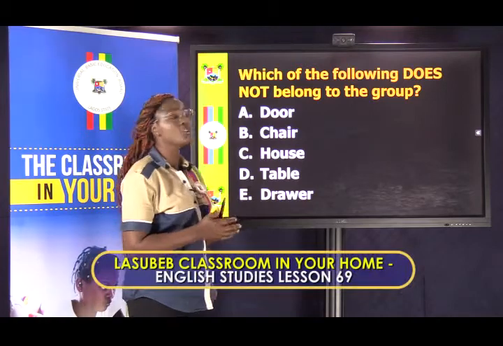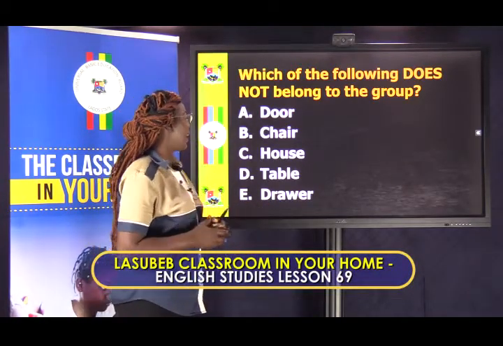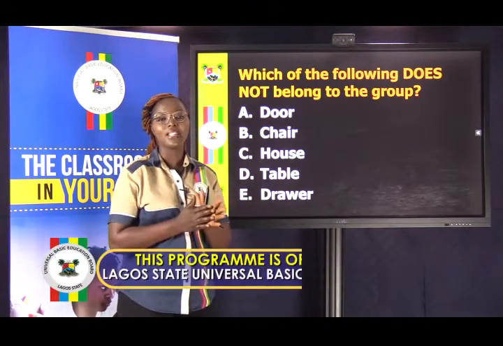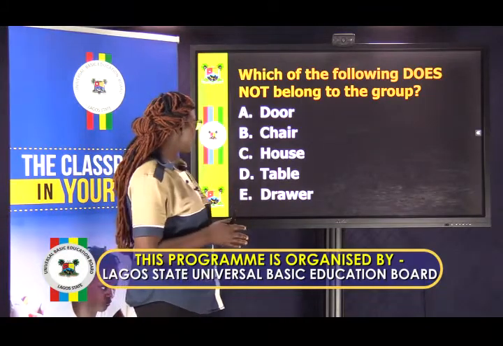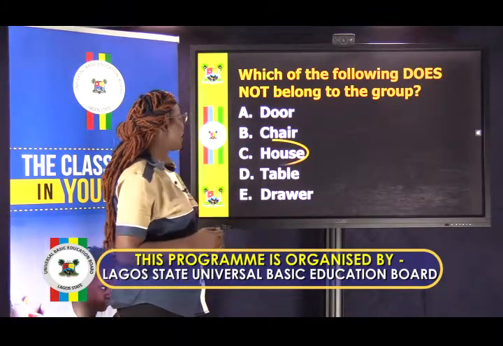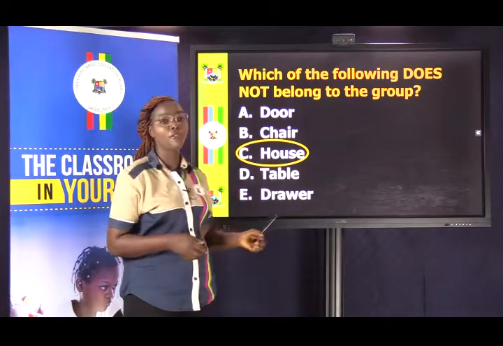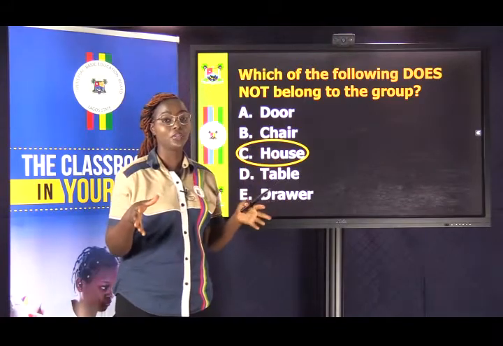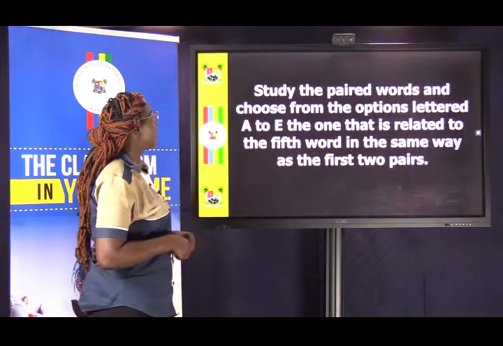Which of the following also does not belong to this group? Door, chair, house, table, drawer. Are you looking at it? Which is your answer? Okay, let's see. House. Okay, door, chair, table, drawer. Of course, they are inside the house. It is not the house itself, right? Good. They are equipment. Okay, let's move.